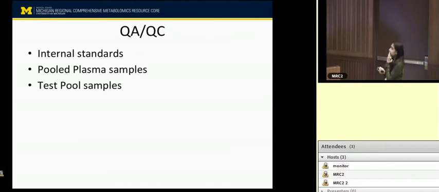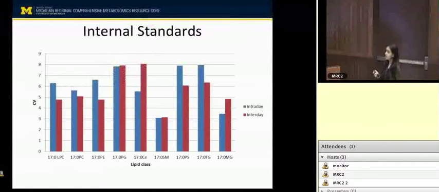For QA and QC, there are three important things we use here. First, internal standards. We usually have internal standards for all the classes. So what we do is we create a mix of all these internal standards and spike it into each sample before running them. Another type is QC samples, which are pooled plasma samples. These are pools from Red Cross, and we run these pooled plasma samples with each and every experiment, irrespective of what the experiment is.